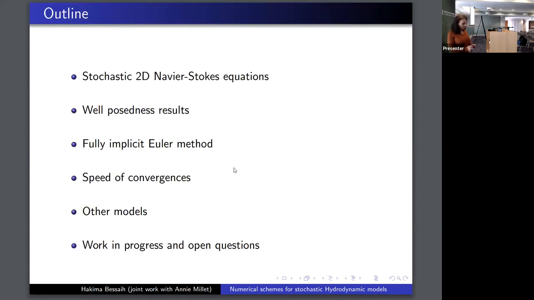So the outline of my talk: probably everybody knows the Navier-Stokes equation, but I will just remind you about the equation in the stochastic case. I will give you some well-posedness results. They are known, but I will remind you about them. I will show you the setting where we are working. And then I will focus specifically on discretization in time, because we already have discretization in time and space, but because of the lack of time, I will focus only on the time discretization, specifically the fully implicit Euler method in time. I will show you some speeds of convergence results. Then I will show you the application for other models in fluid dynamics, and then some more open questions and work in progress.